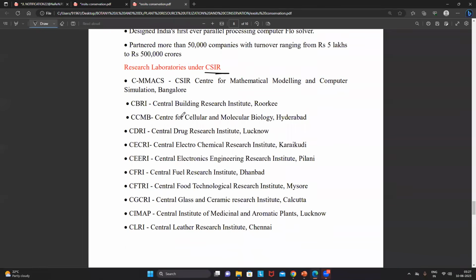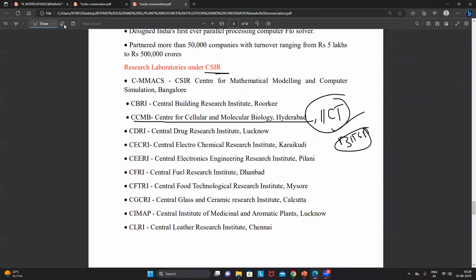If you look into our Hyderabad, you all know that you have CCMB, Centre for Cellular and Molecular Biology, located in Hyderabad. You know very well, in Hyderabad, you have IICT, Indian Institute of Chemical Technology. That also comes under the CSIR only. So you have to compulsorily remember. And you also know that Pilani is there, BITS Pilani. That also comes under the CSIR. I have mentioned it.